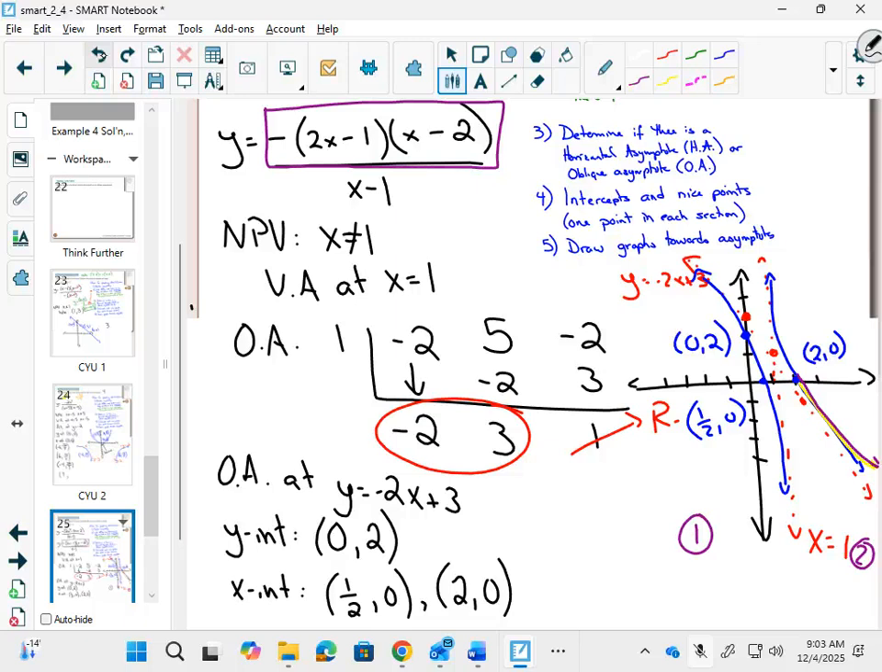Okay. For this one, circle question number 5.